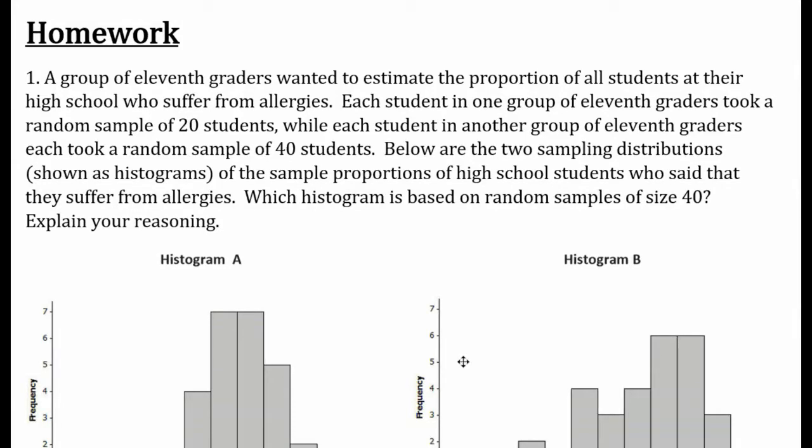Number 1. A group of 11th graders wanted to estimate the proportion of all students at their high school who suffer from allergies. Each student in one group of 11th graders took a random sample of 20 students, while each student in another group of 11th graders each took a random sample of 40. Below are the two sampling distributions shown as histograms of the sample proportion of high school students who said that they suffer from allergies. Which histogram is based on random samples of size 40?